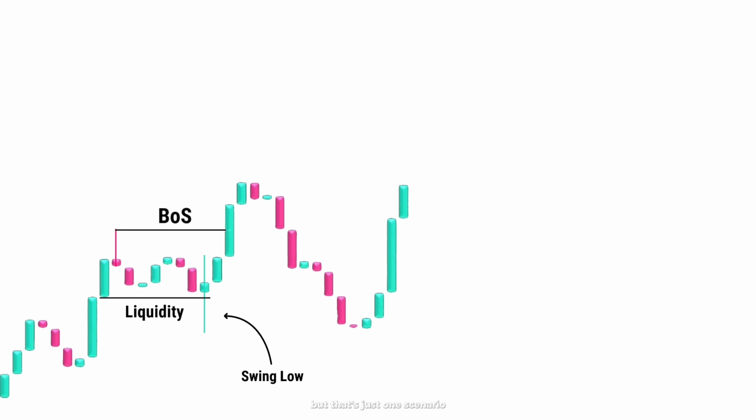But that's just one scenario. Another common reason for false change of character signals is fair value gap mitigation. These gaps act like magnets. Price often retraces to fill them before continuing the trend. That's why spotting FVGs should be one of your first steps when analyzing the chart, especially on intraday timeframes like the 4-hour, 1-hour, or lower. Recognizing these patterns can help you avoid fakeouts and enter with the real momentum.